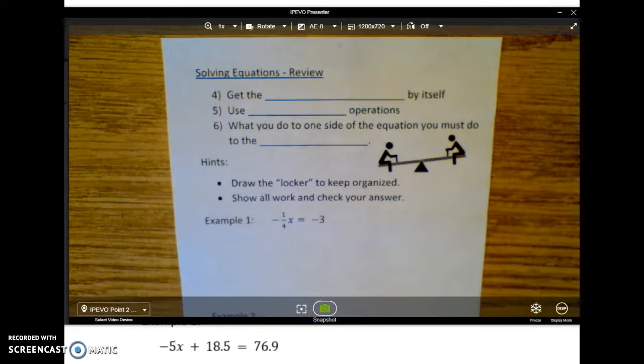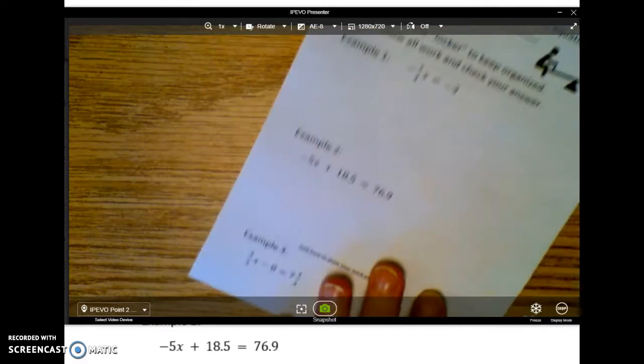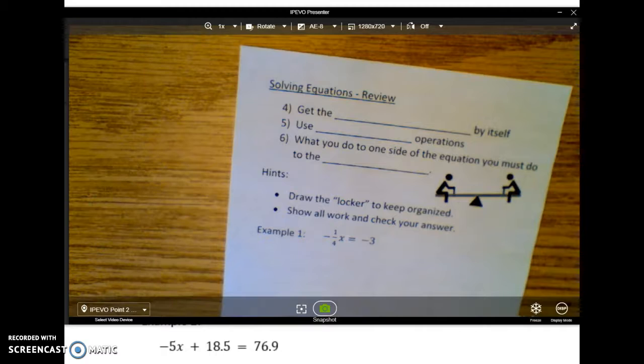Okay, today's lesson is to review solving equations. We're going to focus on one-step and two-step equations today. The papers you're going to need: this half sheet of paper has a couple examples we're going to do together.